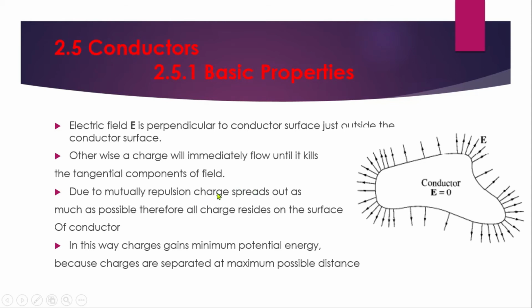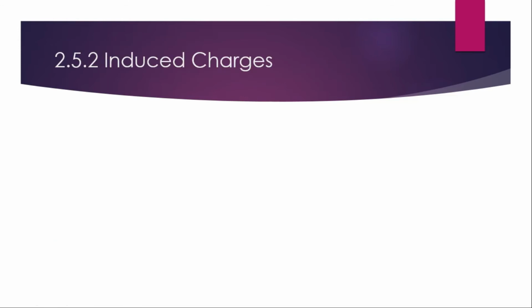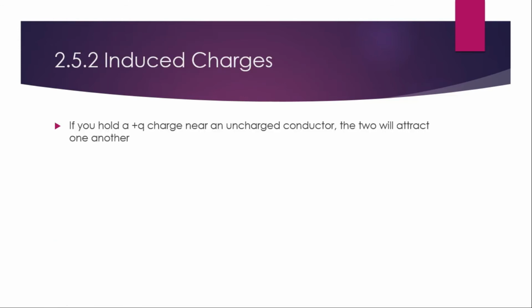Due to mutual repulsion, the charges spread out as much as possible. Therefore, all the charges reside on the surface of the conductor. Because these charges are free to move inside the conductor, these charges repel each other. Due to repulsion, these charges reside on the surface of the conductor, and in this way the charges gain minimum potential energy because the charges are separated at maximum possible distance. We move to the next topic, which is the induced charges.